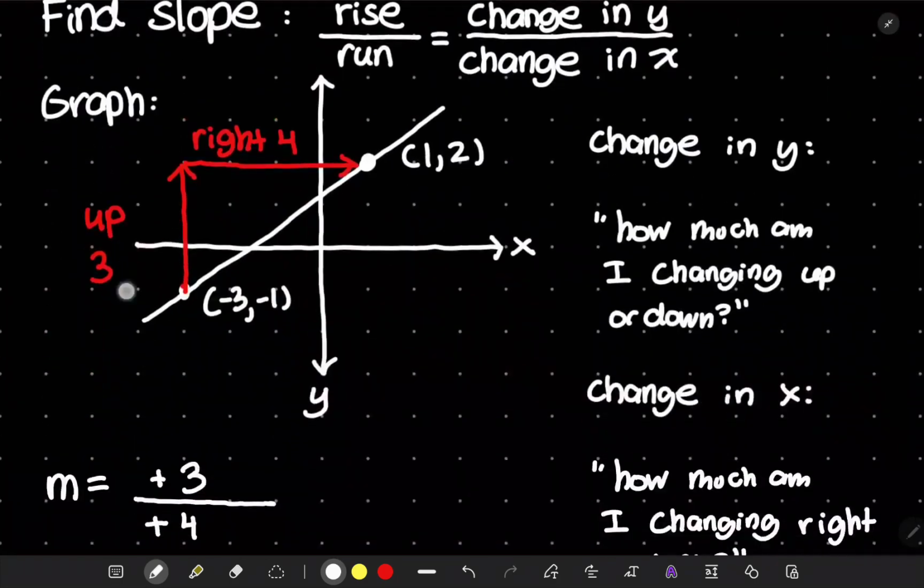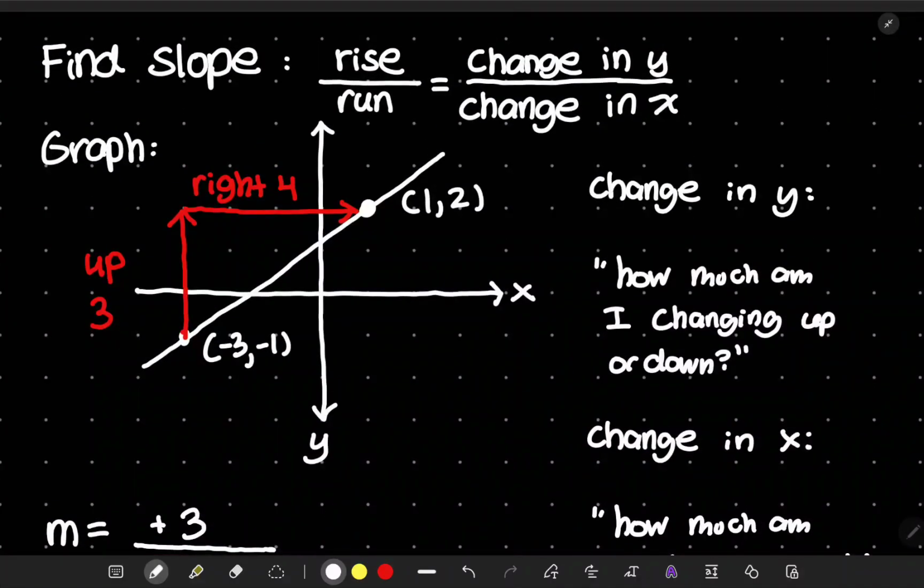So that's how we find slope using a graph. By drawing an arrow between 2 points on the graph, it doesn't matter which points you choose. It could have been any of them. As long as you draw the direction, whether I go up, down, left, or right, you can then use that for the slope.